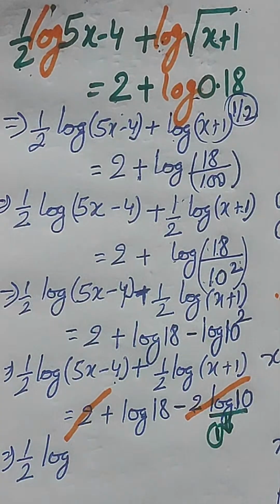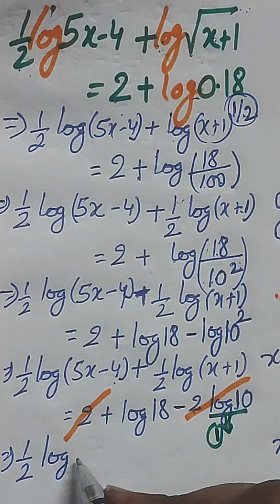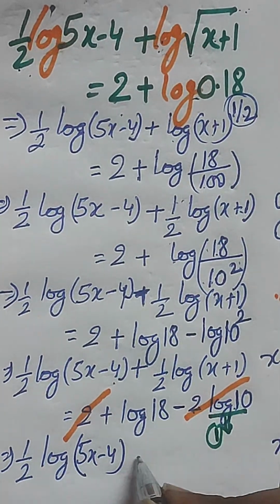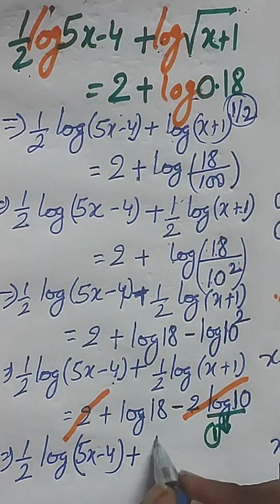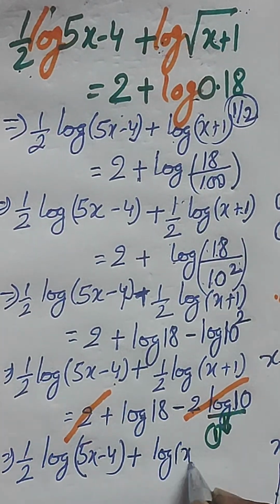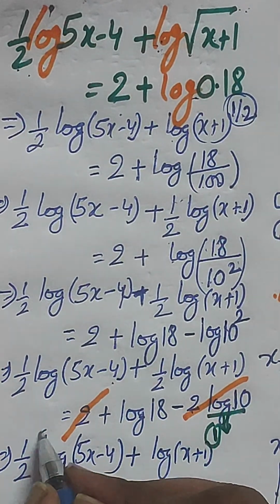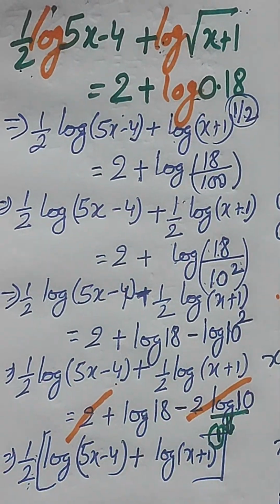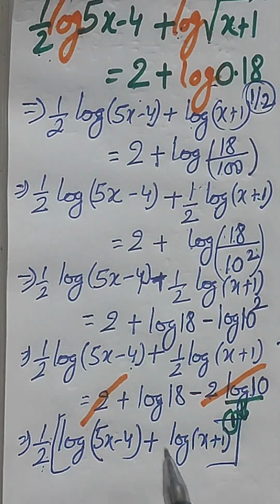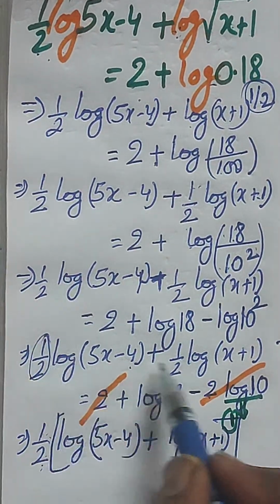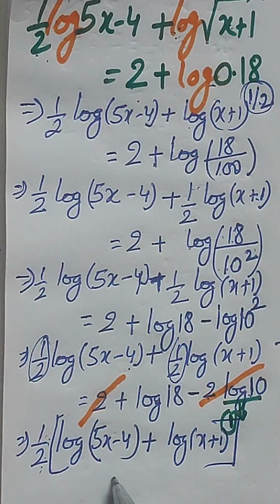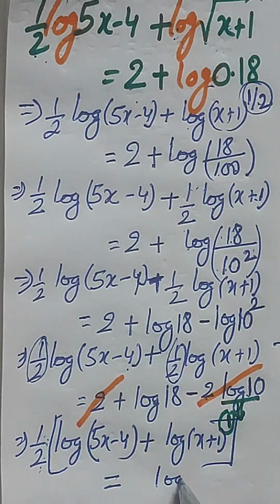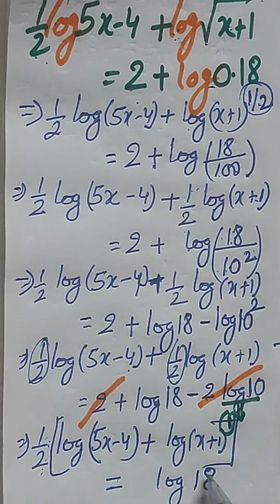So you can see here, half of log of 5x minus 4, just write as it is, plus log of x plus 1. What we did, we have just taken half as common, because that is half is common into the first and second terms. And into the RHS we have only log of 18.